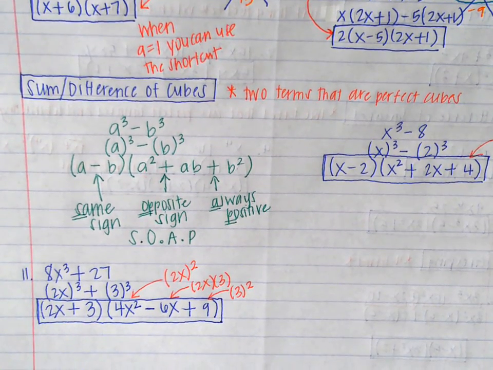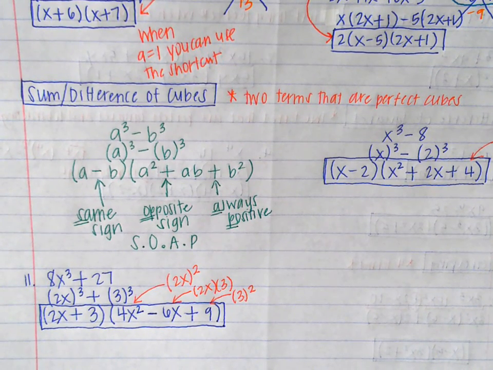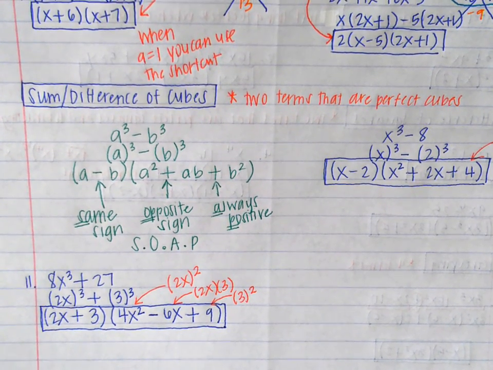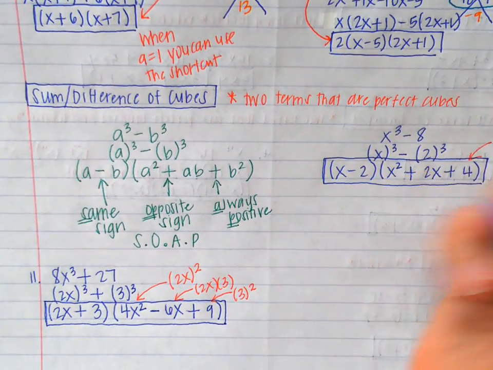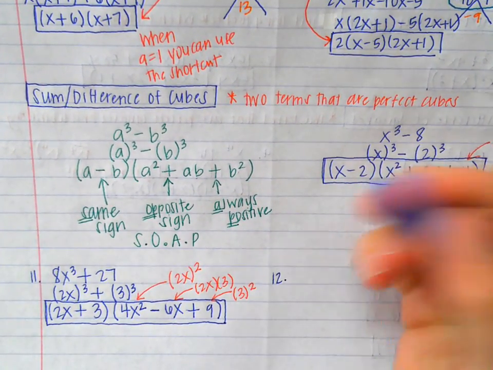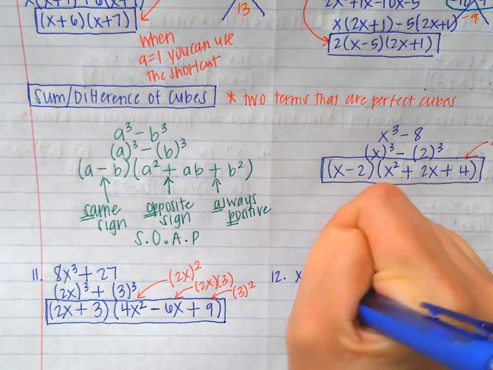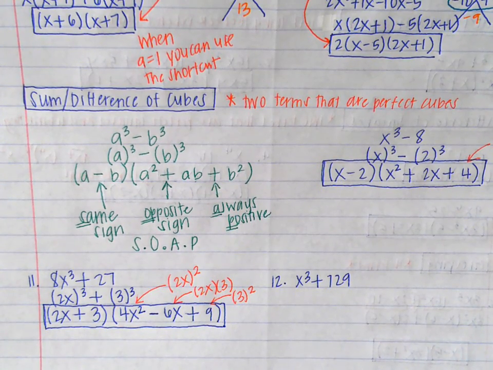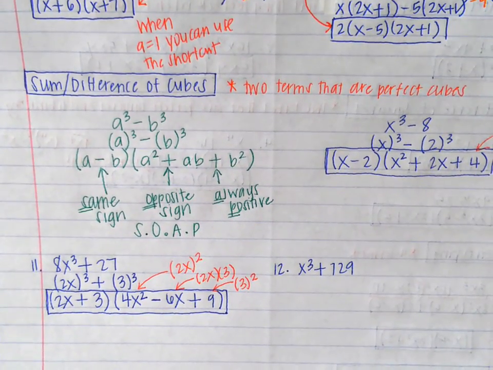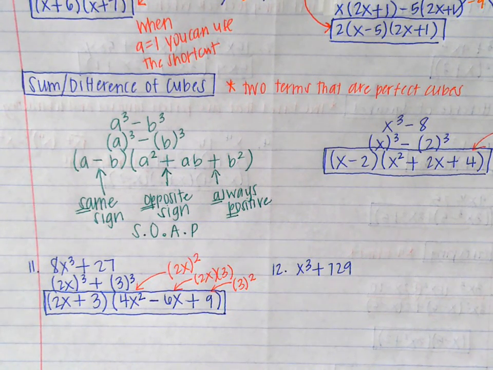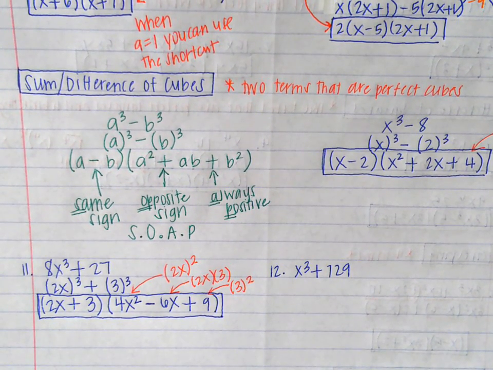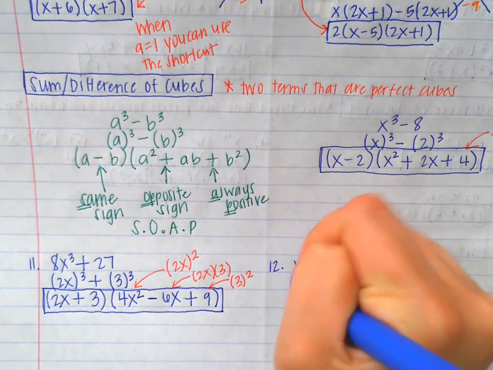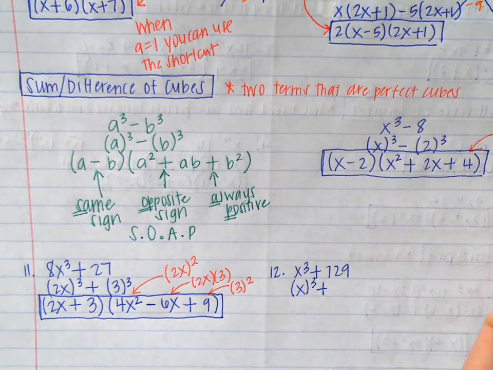Okay, so I'm going to have you guys try one on your own. Let's see, number 12, x cubed plus 729. So I want you guys to first just think of the cube roots of each of those. What is the cube root of x cubed? What is the cube root of 729? Okay, so hopefully you're thinking the cube root of x cubed is x, and the cube root of 729 is 9.